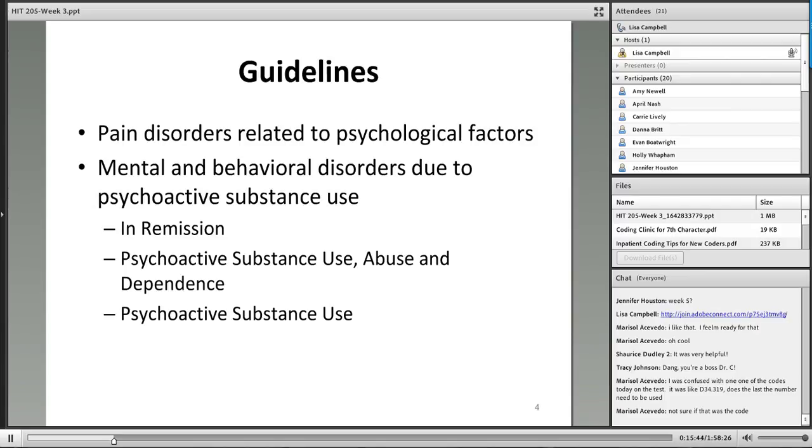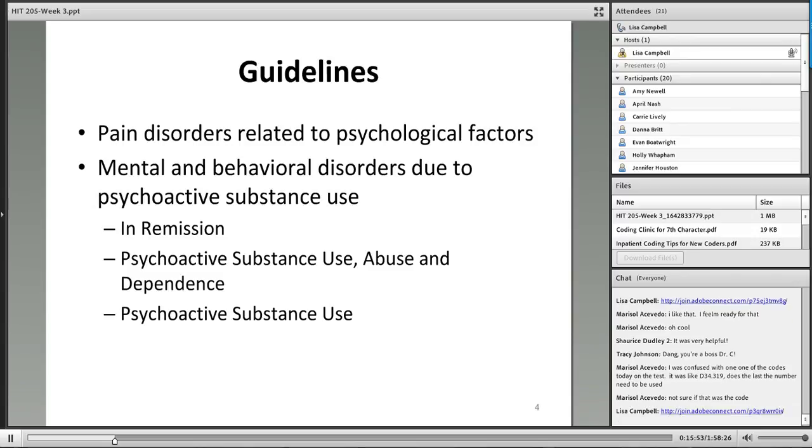For those of you who missed the Codathon Part 1, where we did some hands-on coding, here's actually a link to that recording. So that was one guideline.